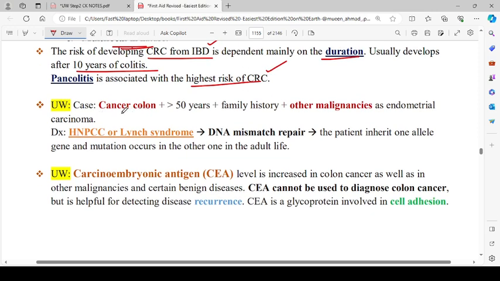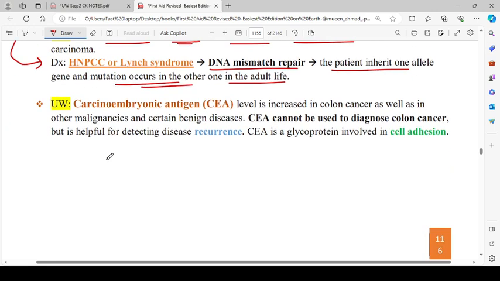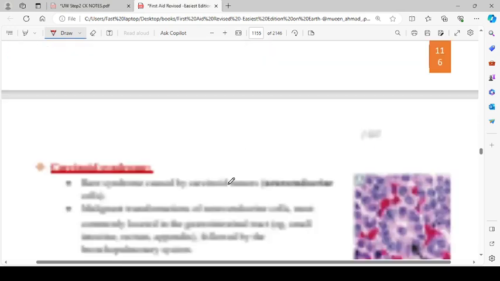Then the overall point is that with colon cancer in a patient more than 50 years of age with a family history of other malignancies such as endometrial carcinoma, the diagnosis is hereditary non-polyposis colorectal cancer or Lynch syndrome, which is caused by a DNA mismatch repair gene mutation. The patient inherits one mutated allele and mutation occurs in the other one in adult life. Carcinoembryonic antigen level is increased in colon cancer as well as in other malignancies and certain benign diseases. CEA cannot be used to diagnose colon cancer, but it is helpful for detecting disease recurrence. CEA is a glycoprotein involved in cell adhesion.